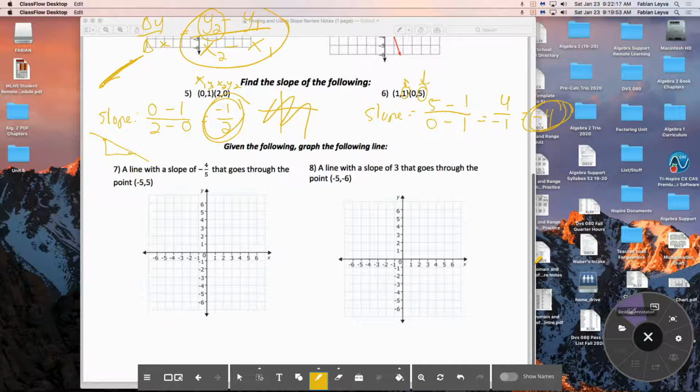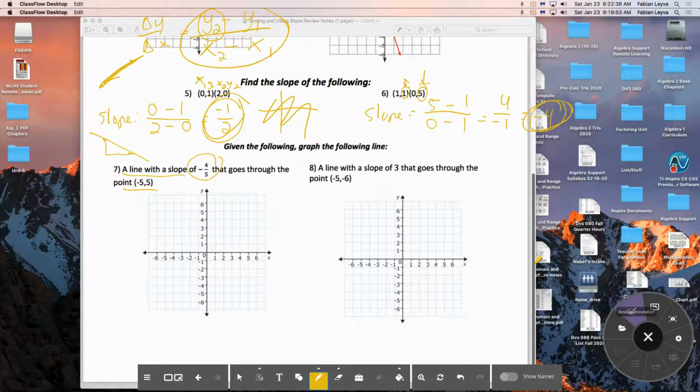All right, so these will be the last problems we cover. Notice that the first 4 problems, or 6 problems, were just about finding slope. It's how to find that slope. Now, these problems are concentrating on how to use slope, because I'm asking you guys to graph a line with a slope of negative 4 over 3 that goes through this specific point.